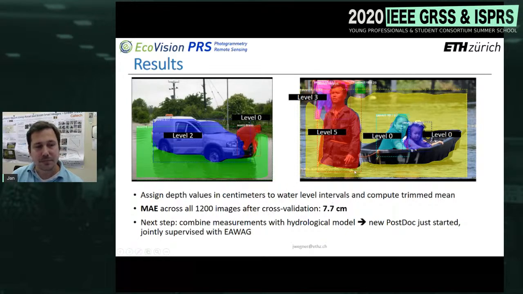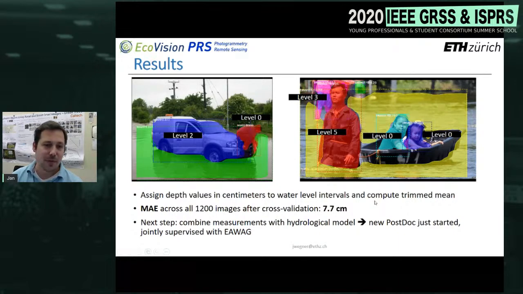Yes, and if we do this, we basically compute the trimmed mean across all of these water levels. We do this for 1,200 images, and after cross validation, we get a mean absolute error of around 8 centimeters, which is rather good.